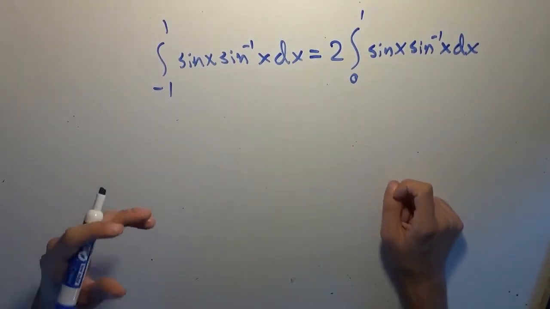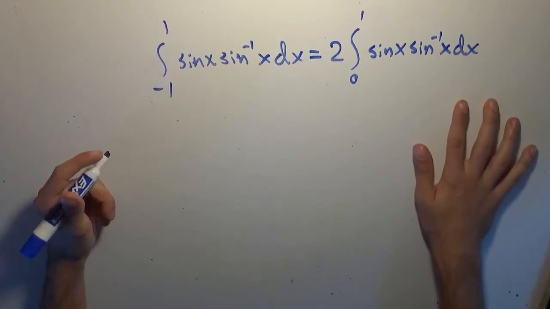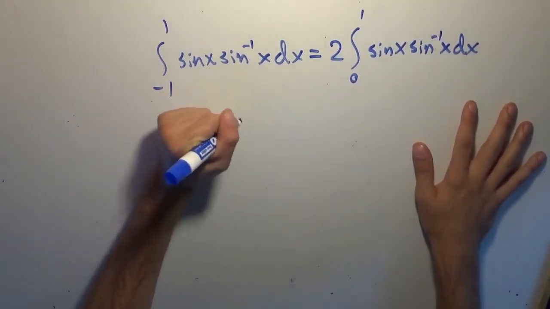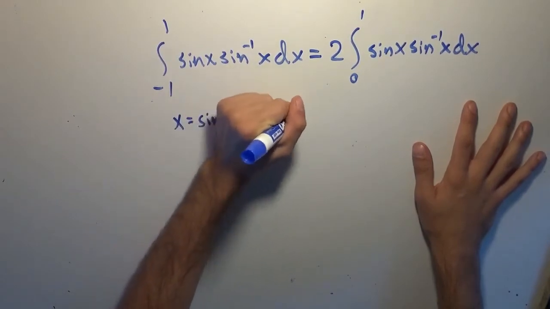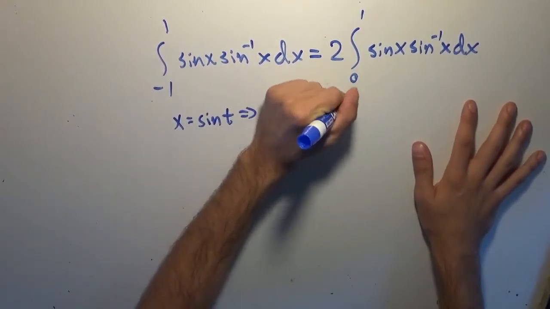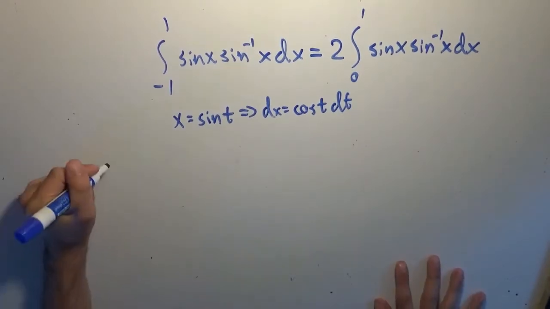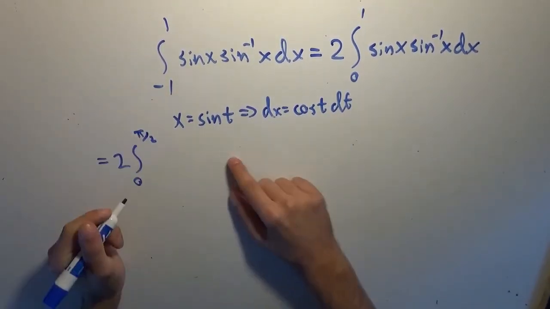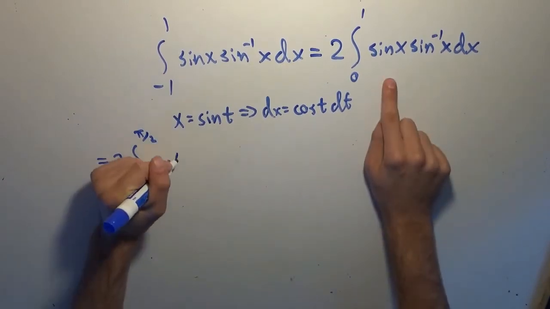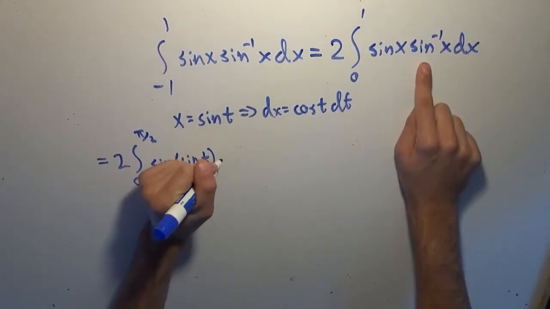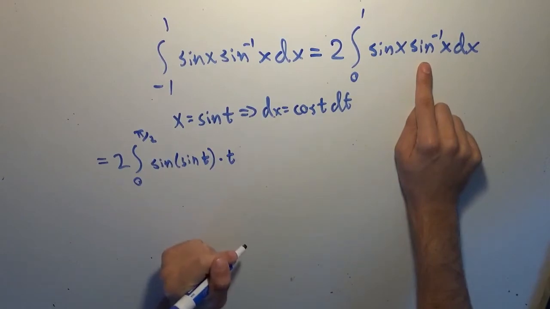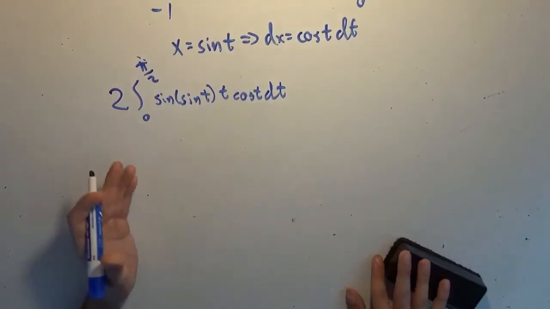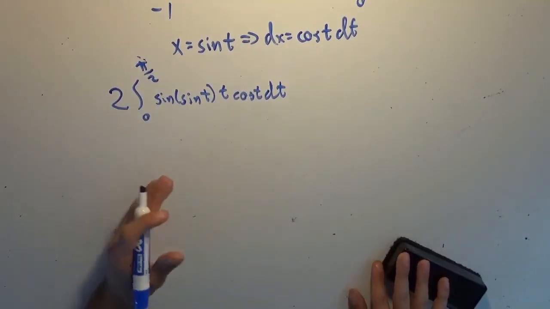We're going to make a very similar substitution as we did with the cosine product. We're going to let x equal the sine of t, which implies that dx is equal to cosine of t dt. And our new integral is 2 times the integral from 0 to pi over 2 of sine of t times t, because the inverse sine and sine cancel, times the cosine of t dt. Now that we've done our substitution, we can do some integration by parts.